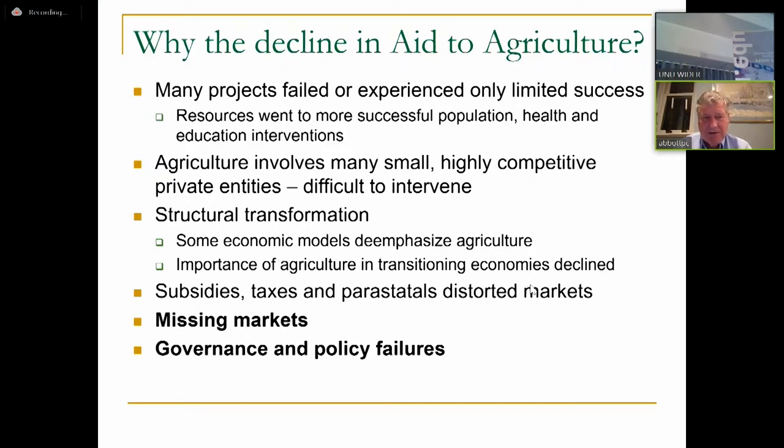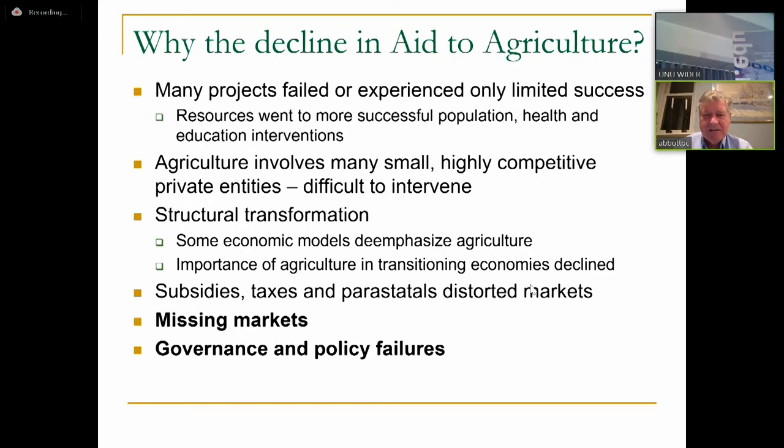Another issue is the consequence of structural transformation, an important issue that another one of the panelists will talk about, and that will be important as I look at what we might consider in the future. Some economic models have de-emphasized agriculture since the pioneering work of Lewis in the 60s. And many economists still believe that the government and service industries matter more, and as a result, foreign aid to agriculture is not a priority. Also, the importance of agriculture in transitioning economies has declined. This has led people to choose not to support agriculture as much as other activities.